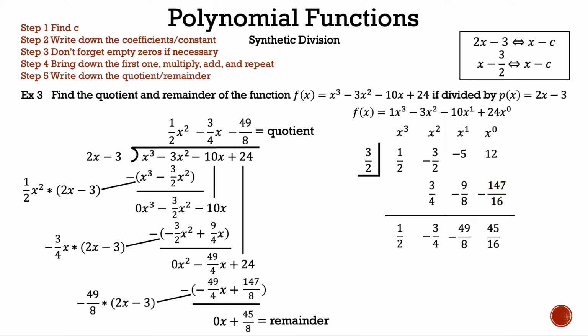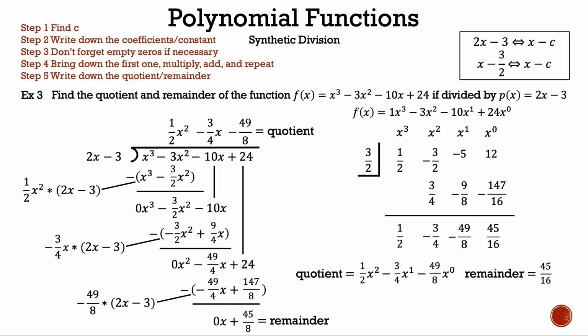Now, what do we do with these numbers? Well, the bottom row loses a power, so the 1 over 2 goes in front of the x to the power of 2. The negative 3 over 4 goes in front of the x to the power of 1. And the negative 49 over 8 goes in front of the x to the power of 0. And the last number is the remainder, in this case 45 over 16. So we have 1/2 x squared minus 3/4 x to the power of 1 minus 49 over 8 for the quotient, and 45 over 16 for the remainder.